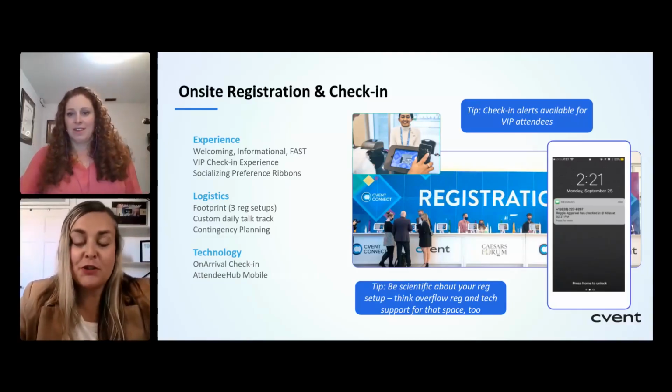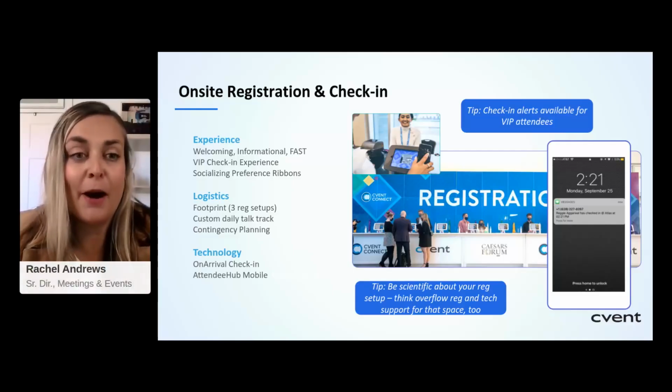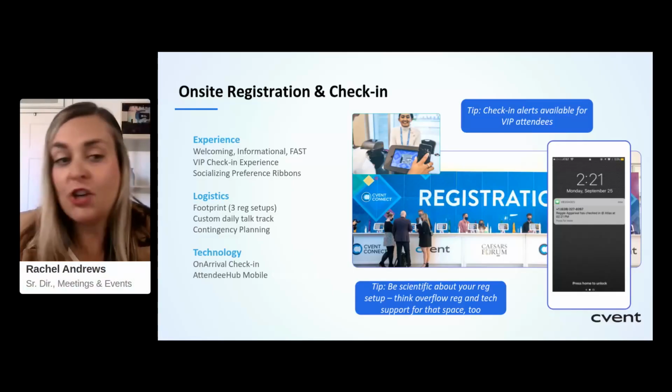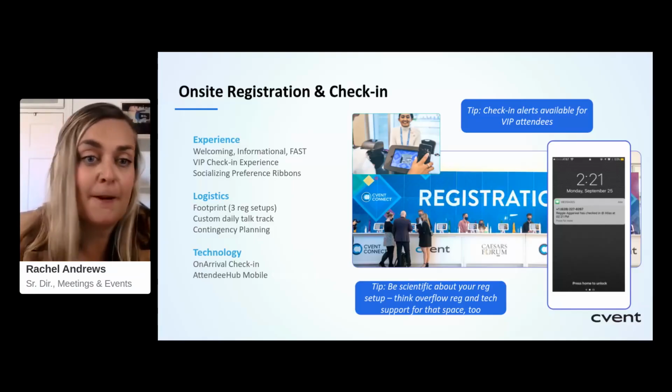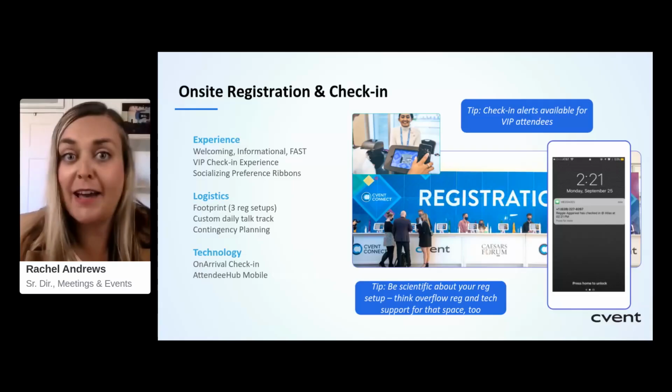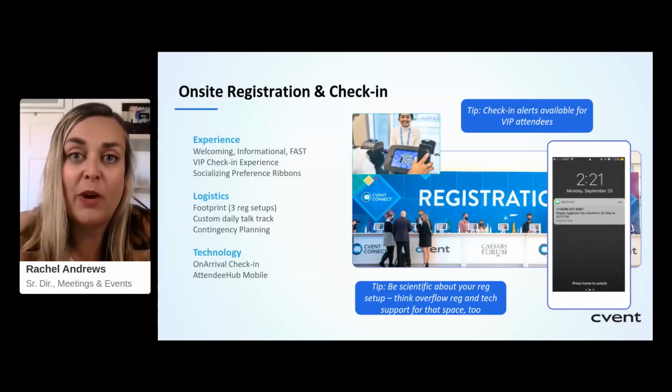So I mentioned drinking our own champagne, as we like to say, using Cvent at Cvent, very meta. But let's start with the on-site check-in. This is our first touch point on site, welcoming our attendees. The experience we aim to create is a very fast, seamless, happy experience. And that's what we aim to do.